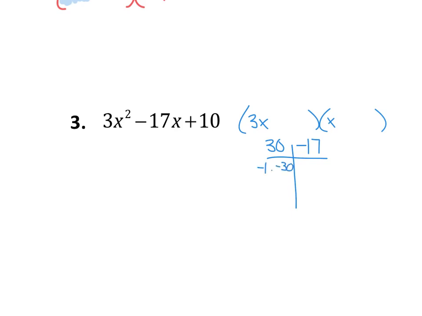Negative 1 times negative 30 is 30, but that does not add up to negative 17. Negative 2 times negative 15, oh, that works. So those are my two factors. Split the middle term, rewrite it. Again, the order doesn't matter. So the first term stays as is, minus 2x minus 15x plus 10. Notice I'm not changing this, I'm just rewriting it.